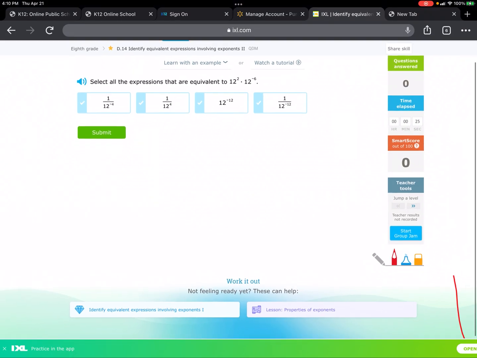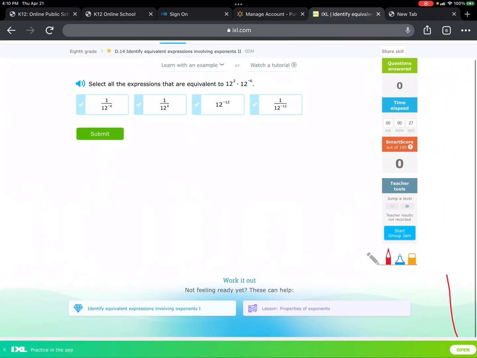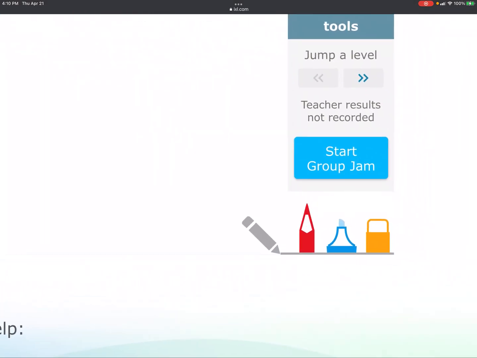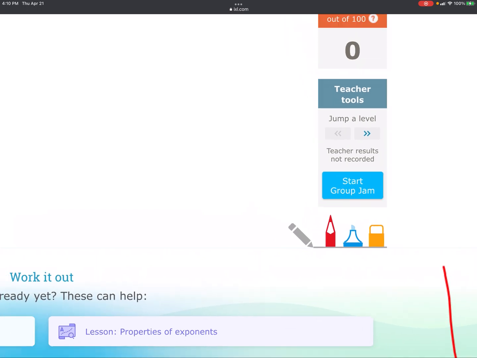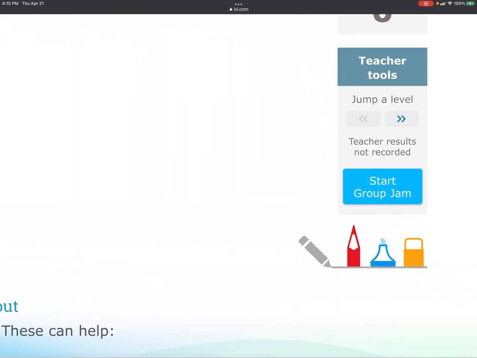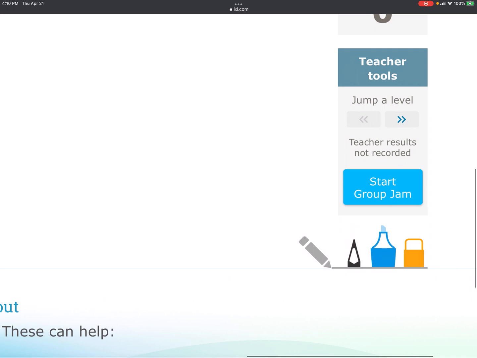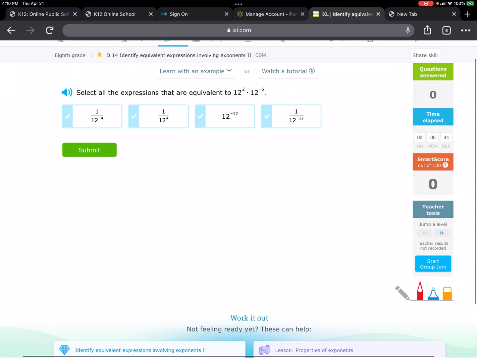Received a request to talk about some IXL problems. I do want to point out, in case y'all didn't realize this, that you can draw on IXL. So you just select the little pencils down here and you can change which one you're using, red or black, or highlight, or erase. So I'll be drawing on IXL.